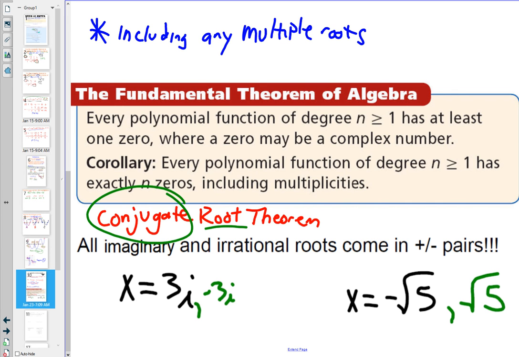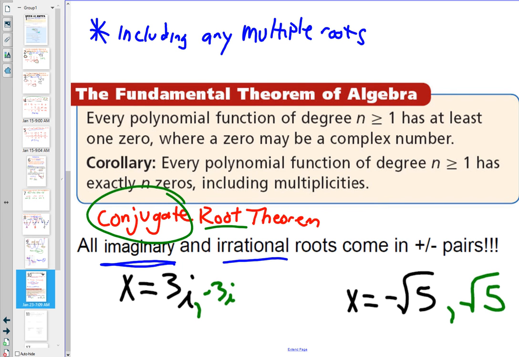So now, what you want to pay attention to is that this theorem only applies to imaginary and irrational. Even though imaginary and irrational are not the same, irrational falls under real. Like an irrational root, you would see on a graph. It would touch the x-axis. You can't see imaginary ones, but you can see irrational, but the same theorem applies to both of them.